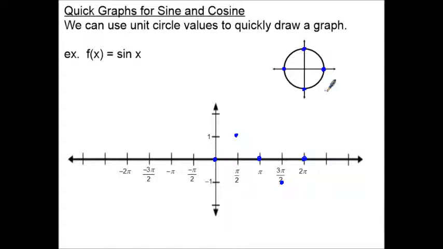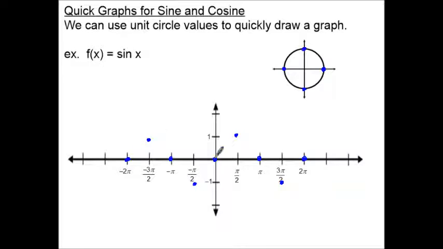I can also go in the negative direction to get a second period worth of my graph. And so if I go negative pi over 2, that's just working in a clockwise direction here, and notice it gives me a value of negative 1. Continuing around to negative pi, I get a value of 0. Continuing around to negative 3 pi over 2, I get a value of 1, right there. And then finally, working my way to negative 2 pi brings me right back to my starting point, and a value of 0.